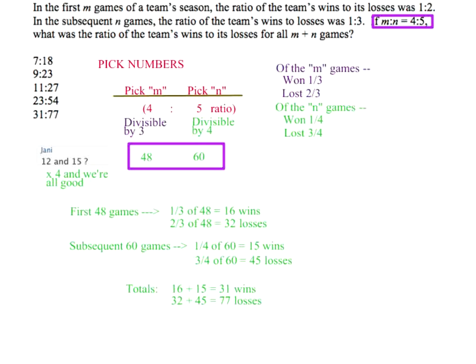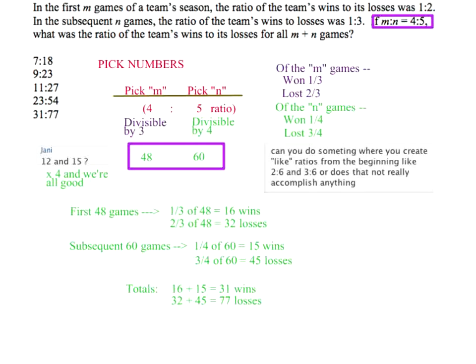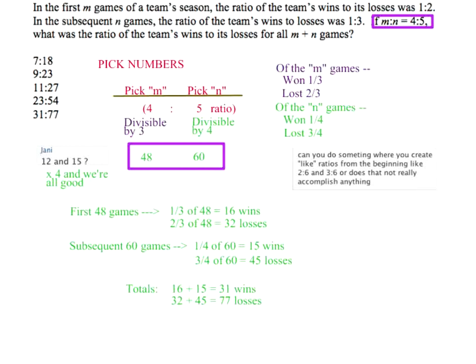This question on the board right here, in this particular case, it's not going to accomplish much because they're not ratios in the same context. There's no reason to make these look like each other because this is a ratio of the first bunch of games, and this is a ratio of a totally different set of games. So these ratios are not comparable to each other. So there's not really much point in doing that. But in a case where they would be, then it could possibly make sense.